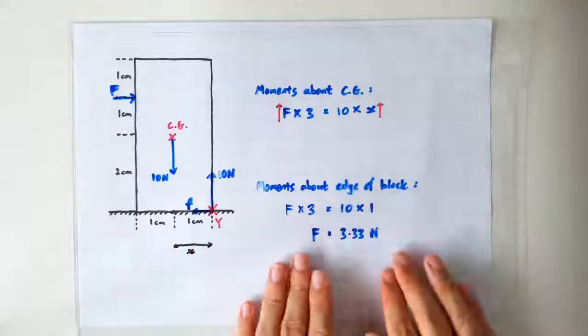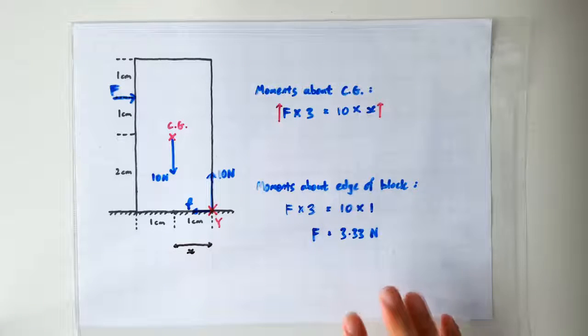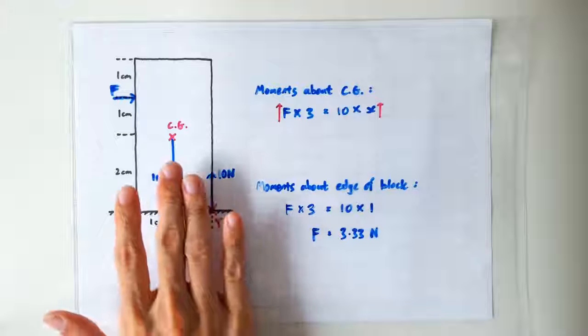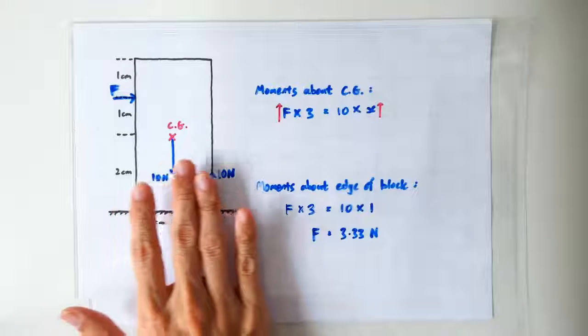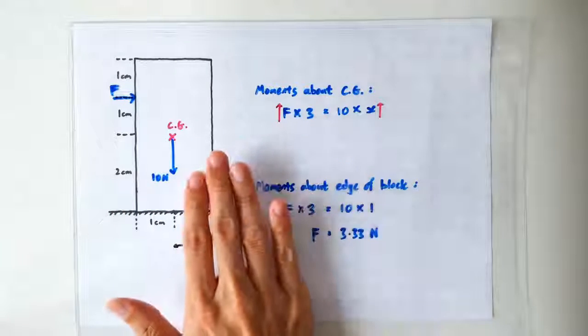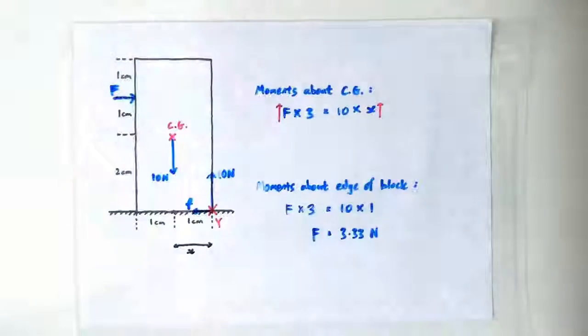So getting this answer is not difficult, but I hope you appreciate how the normal contact force line of action actually shifts further and further to the right until it cannot shift anymore, and that's when the block must topple.